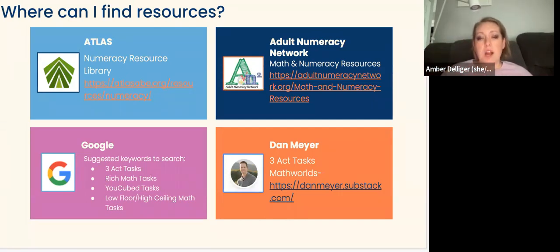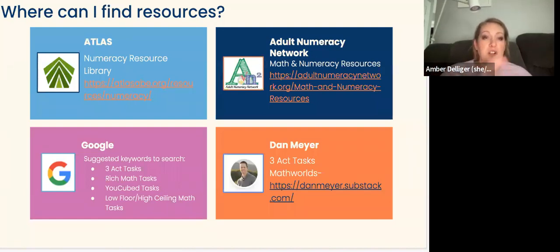We're going to talk more about the Adult Numeracy Network, but there is an entire resource page, and a lot of those resources are free and available even if you're not an Adult Numeracy Network member. All the resources posted on the Adult Numeracy Network resource page align to the Adult Numeracy Network's beliefs about education and learning, so you know that they're quality resources.